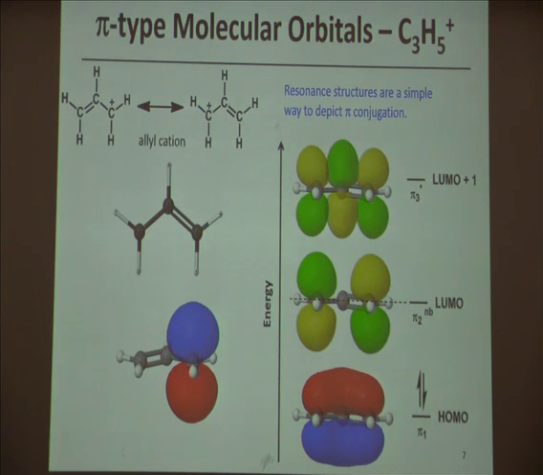It's often convenient with these organic pi systems to label one of them pi1, pi2, and pi3, and simply count them that way. You're going to see both of those notations.